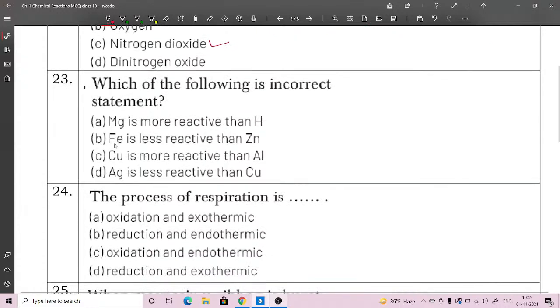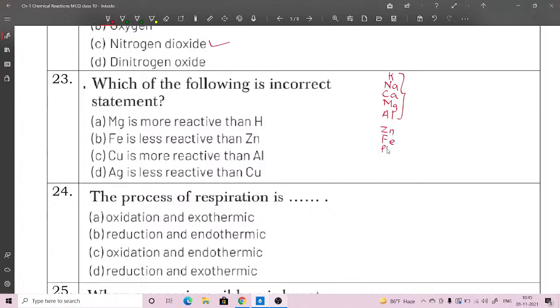Let us move on to question number 23. Which of the following is an incorrect statement? Mg is more reactive than H, Fe is less reactive than zinc, copper is more reactive than aluminum, or silver is less reactive than copper. Let us write the reactivity series. The first one is potassium, then sodium, calcium, magnesium, aluminum. These four. Then we have zinc, iron, lead, Cu. Then comes this group, and finally we have silver and gold.